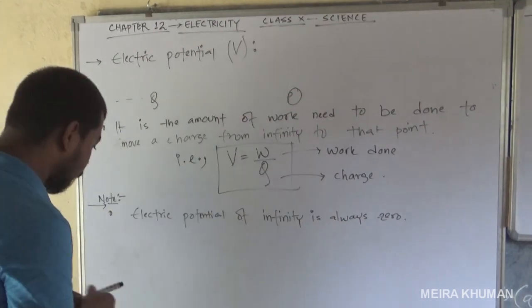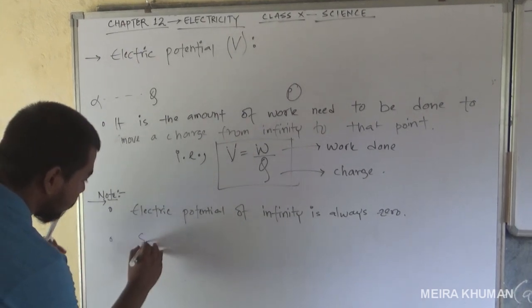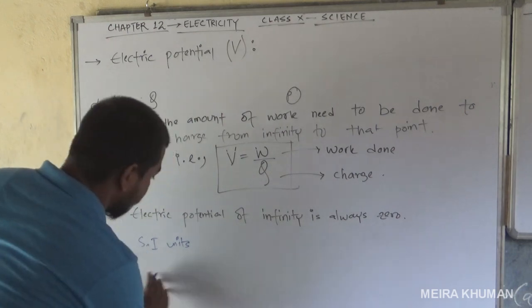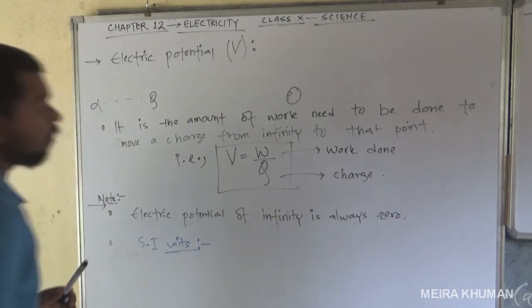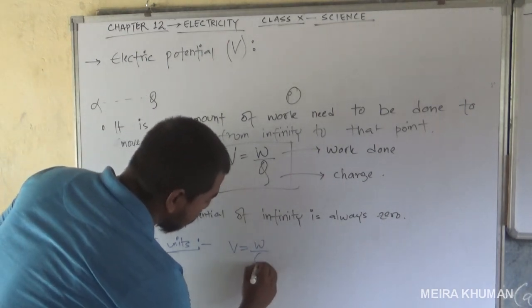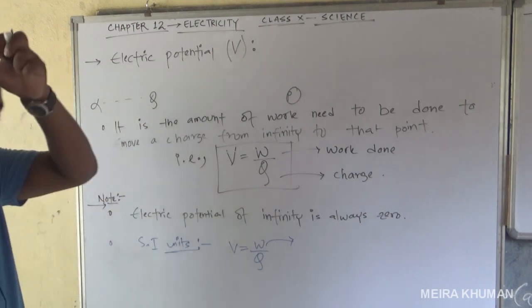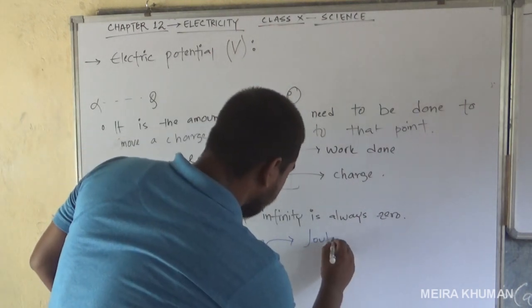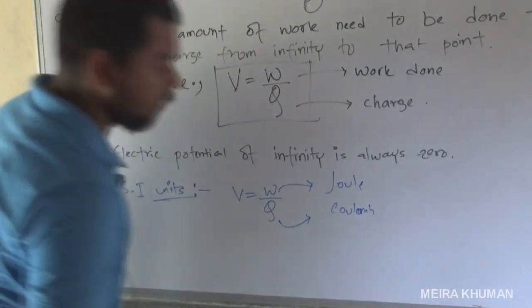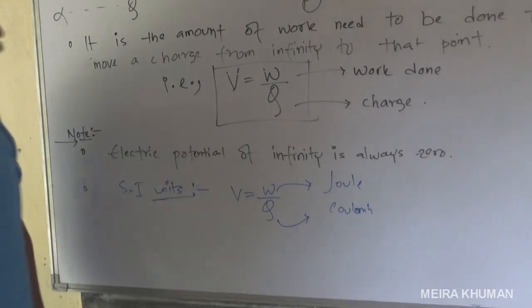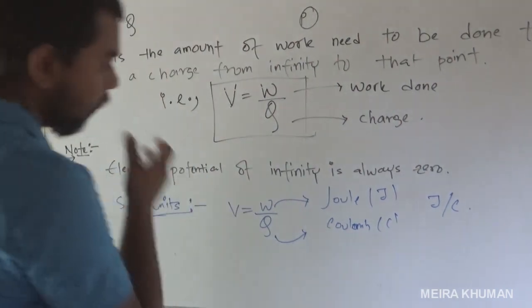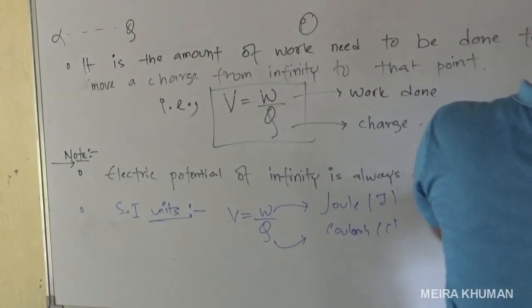Clear? So next, SI units. The formula for electric potential was V equal to W by Q. The SI unit for work done is simply joule, isn't it? And the SI unit for charge is coulomb, isn't it? So the SI unit we are going to get is joule per coulomb. This is joule, this is coulomb, so it will be joule per coulomb, isn't it?